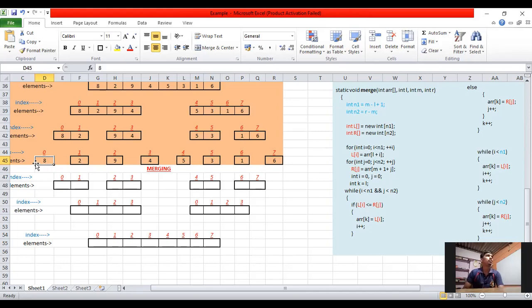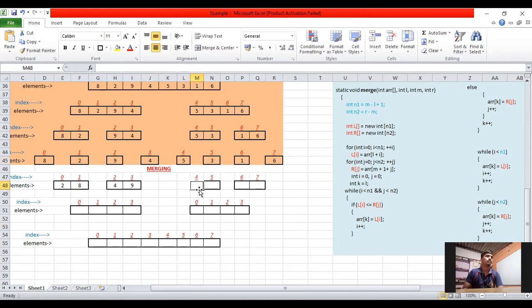Here is a single element, so now the call goes to the merge function. Then here we get 2 and 8 after the merging. After that, the call goes to the second index. Here is one single element, here also a single element. Then merging is performed, so merging like this gives 4 and 9. After that, the call goes here.